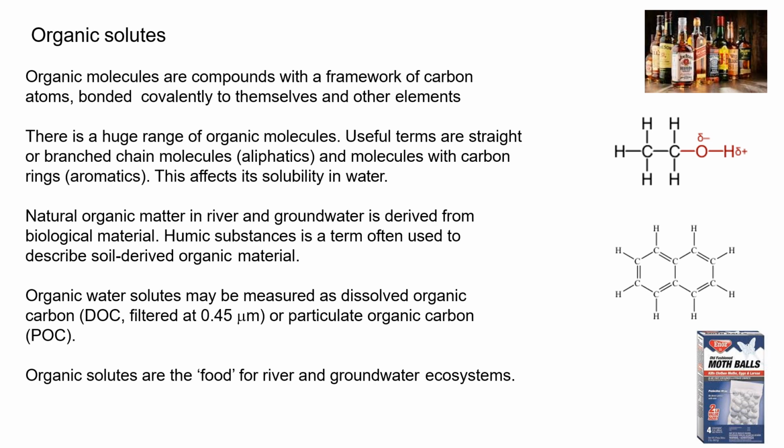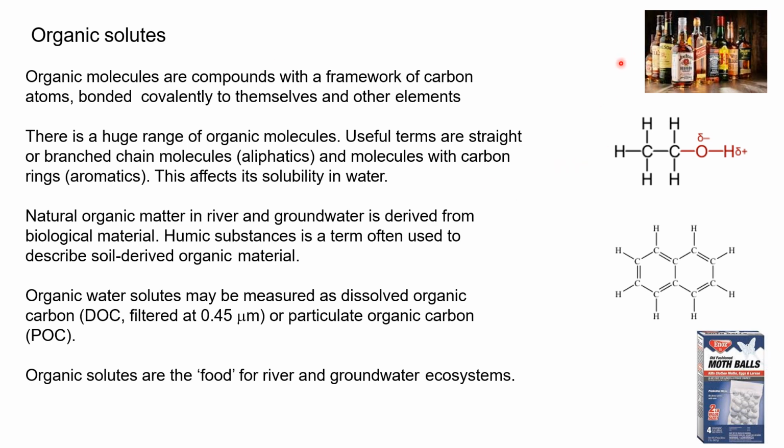And rather than being bonded ionically, they are bonded covalently to each other and to other elements. And there's a huge range of organic molecules. If you read any of the papers or literature, you'll see some terms that appear many times. One useful term is that you will come across straight chain or branched chain molecules, and these are called aliphatics. And you also have carbons that form ring molecules, and these are called aromatics. And these define their solubility in water.